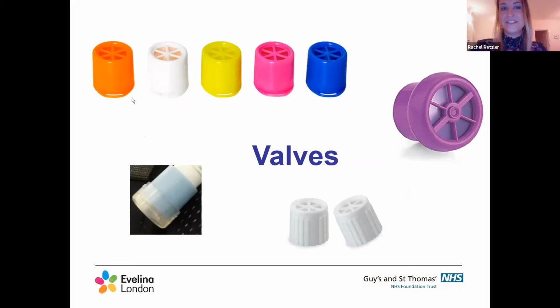Valves don't come in different sizes. However, they come in different makes. Here are some examples of valves that we use at Evelina, including the Pasteur valve, which is the top right purple valve. And we also use Voice Line 2 valves, which as you can see come in all different colors. We used to use the Rush valve in the bottom left corner in the past. However, this valve is no longer manufactured, so we don't use that valve anymore.